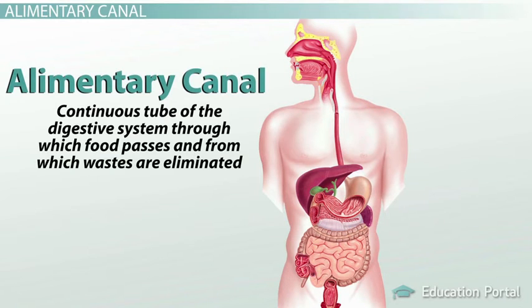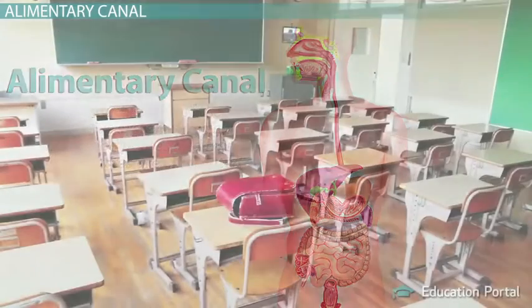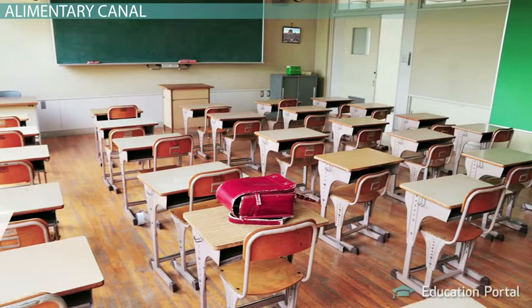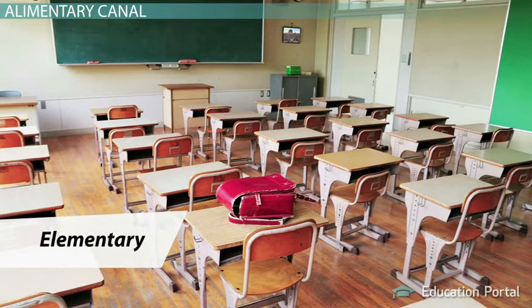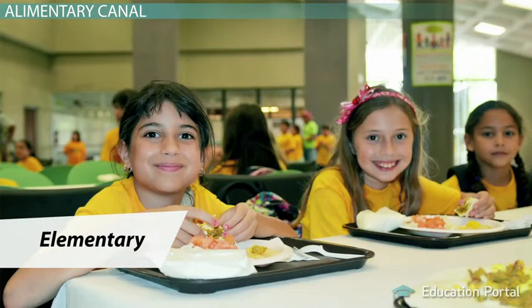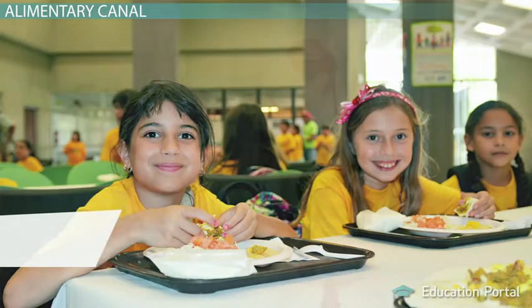Now, this continuous tube of the digestive system through which food passes and from which wastes are eliminated is called the alimentary canal. You can remember this term by relating the word alimentary to elementary. Just as elementary school kids get snacks for nourishment, the alimentary canal provides nourishment to your body.